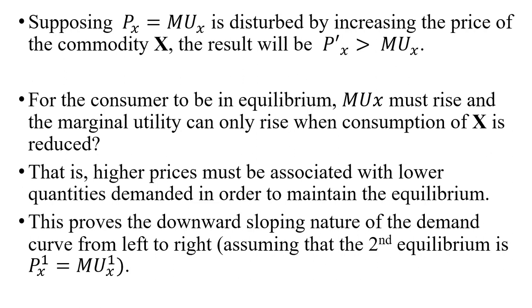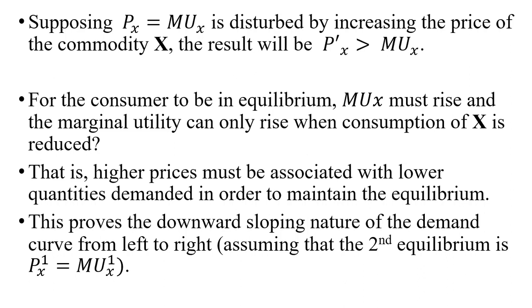Now, the left side is greater than the right hand side. So for equilibrium to be restored, the right hand side must also increase. It's like saying that 5 is equal to 5. But now the left side has increased to 7. So 7 is now greater than what? 5. So we have to do something to increase the right hand side so that both sides will be equal.